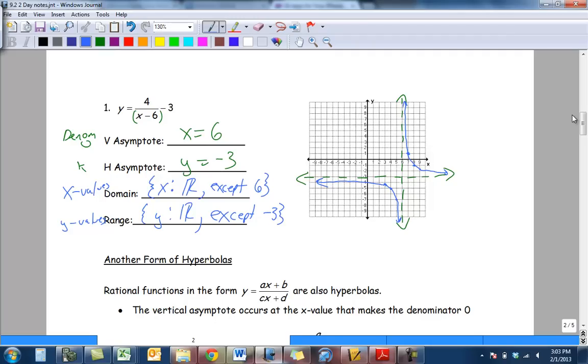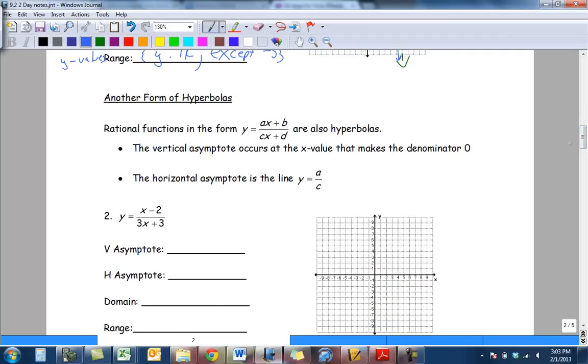All right. Now, there's another form that is also a rational equation. It's in the form of a fraction, but it's a little bit different. Now, the vertical asymptote remains the same. What makes the denominator 0? But the horizontal asymptote is going to occur a little bit differently. It's going to be y is equal to the ratio of leading coefficients of x. Look at this. Here's a and here's c. Those were the coefficients of x. Y is equal to the ratio of coefficients.